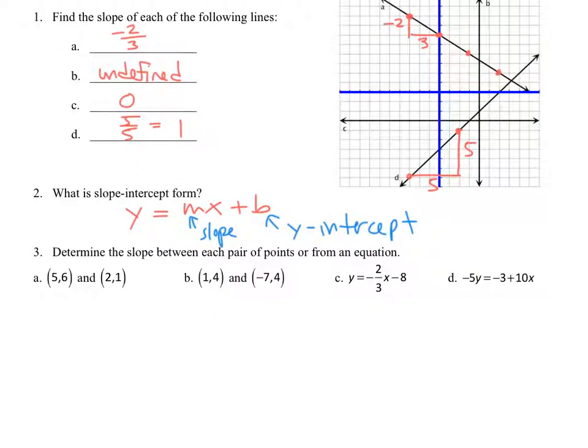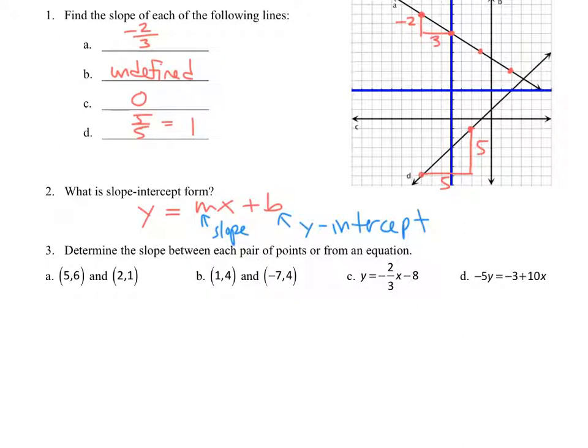In this next part, we're going to determine the slope between some points and from an equation. To determine the slope from 2 points, we're going to use our formula y2 minus y1 over x2 minus x1. Now, if we label our ordered pairs, the first ordered pair can be x1, y1. The second ordered pair can be x2, y2.